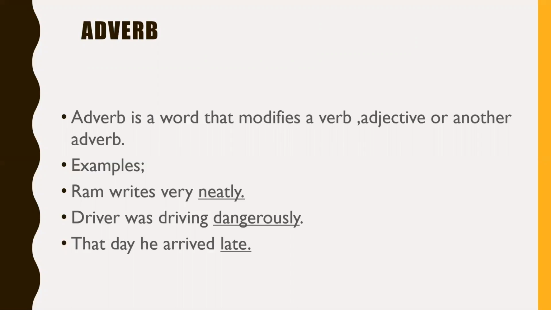There are basically five kinds of adverbs: adverb of manner, adverb of place, adverb of time, adverb of degree, and adverb of frequency. But you will learn about it in your later lessons. Okay, now come to the next one.